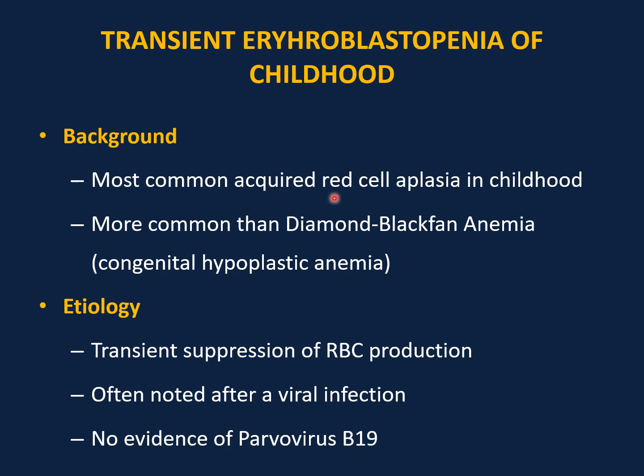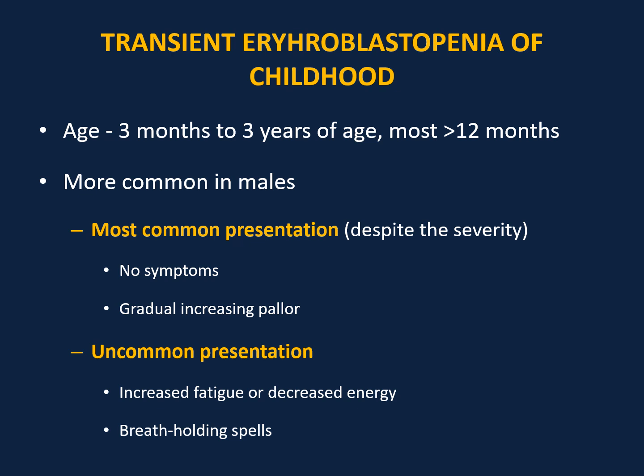This is the most common acquired red cell aplasia in childhood, more common than Diamond-Blackfan anemia, which is congenital hypoplastic anemia. But remember, that is macrocytic. Transient erythroblastopenia of childhood is normocytic. The etiology is a transient suppression of red blood cell production, often noted after viral infection and with no evidence of parvovirus B19. Common age of presentation is between 3 months and 3 years of age, most commonly more than 12 months of age.